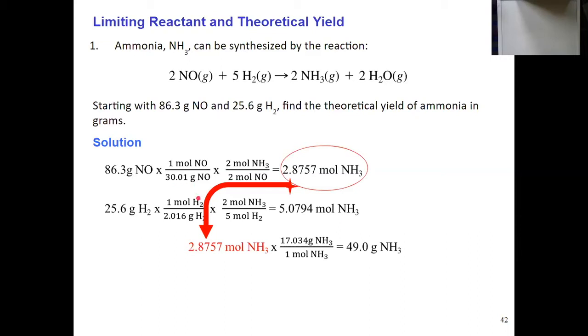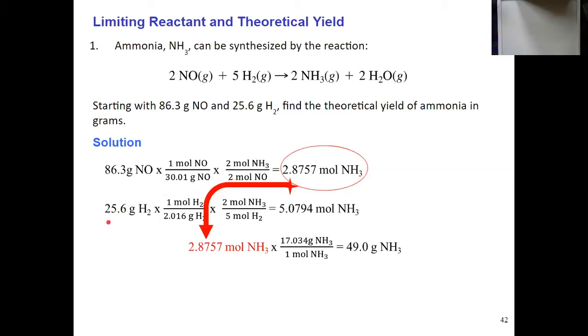We are going to start, of course, by converting each of our reactants into the particular product that I'm looking for. Okay, so in this case, we're focusing on the NH3. So I'm going to take 86.3 grams of nitrogen monoxide, use the periodic table to convert it from grams into moles. Next step, I'm going to look at my balanced chemical equation so I can convert from moles of nitrogen monoxide to moles of ammonia. Okay, so if I used up all of my nitrogen monoxide, I would produce 2.8757 moles of ammonia. Right?